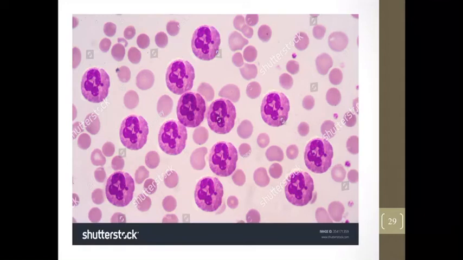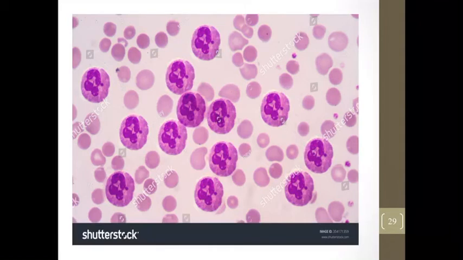So according to this we can have an idea about the total count of the WBC. So we can judge whether the total count is increased or decreased or within the normal range. Thus we can approximate the total count from the smear.